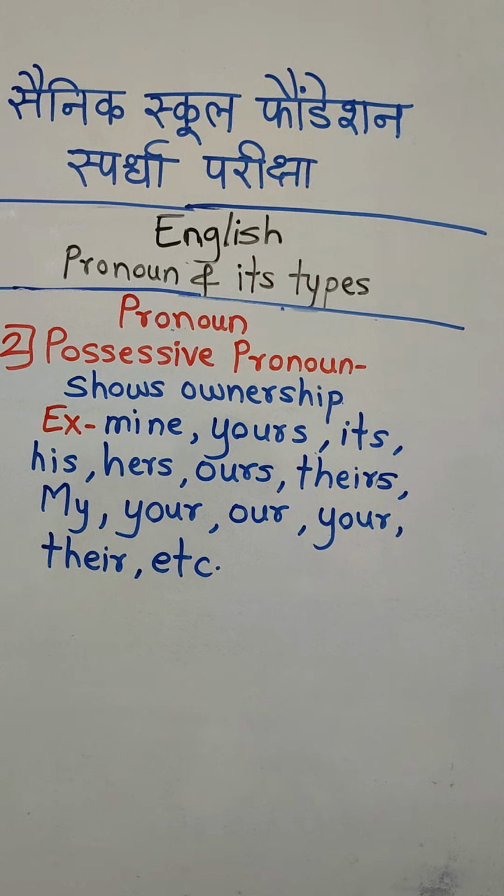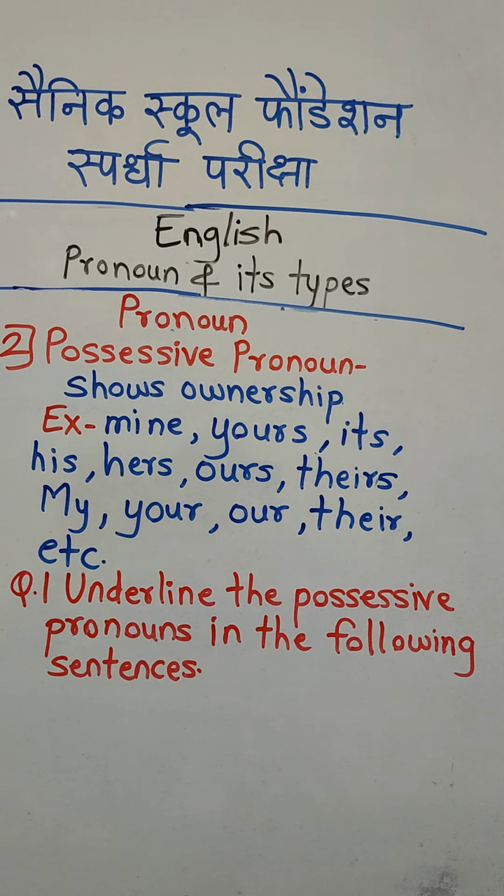Mine, yours, its, his, hers, ours, theirs are some examples of possessive pronoun here. And sometimes also my, your, our, their, etc. These are some examples of possessive pronoun. That means all these words, they shows the ownership of a person on any object. Ownership means the person he is having right on that object. We can identify whose that thing is by using these words.